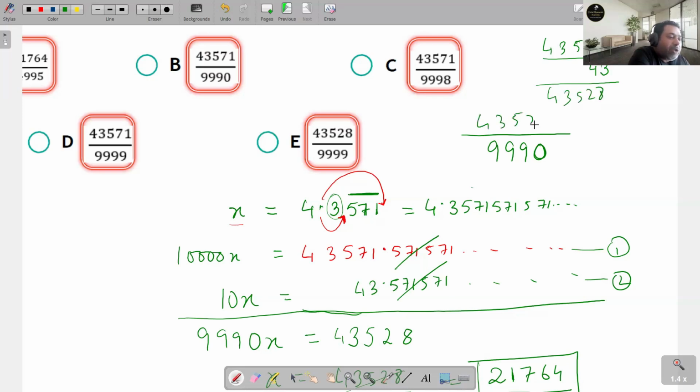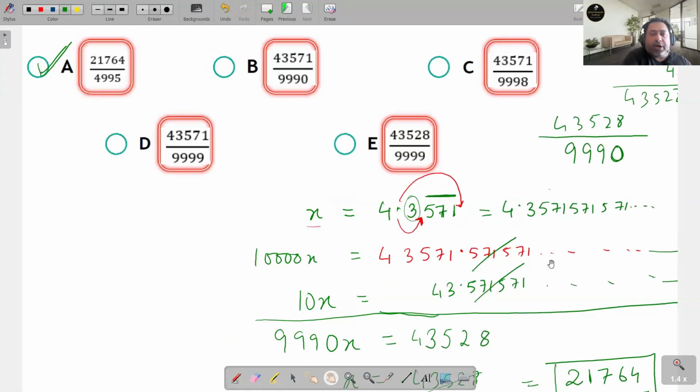And then once you've got the fraction, you can always simplify it by looking at any common factors which might be there. So that's your answer over here, which is 21764/4995. I hope this is clear. Let's move on to the next question.